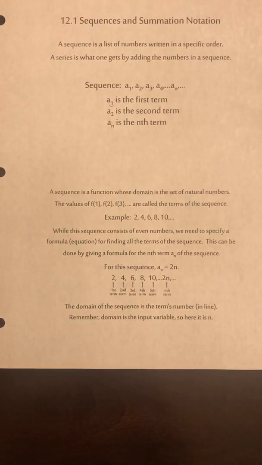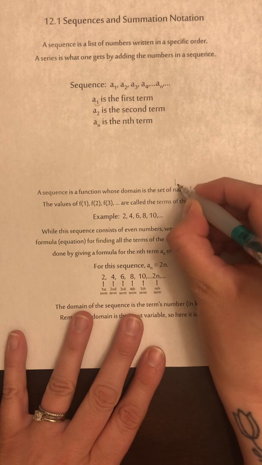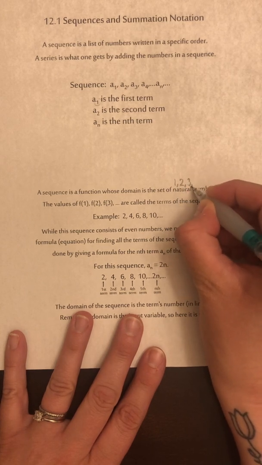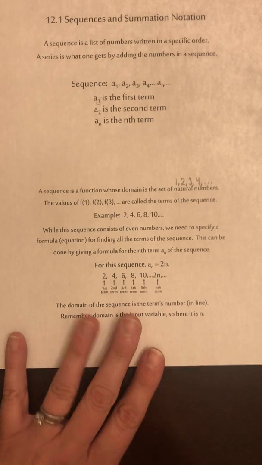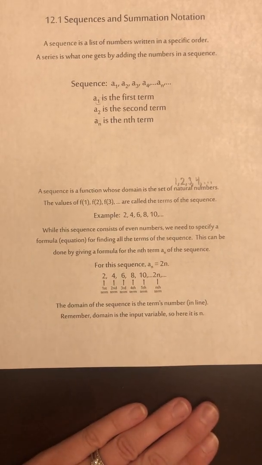All right, then it says a sequence is a function whose domain is the set of natural numbers. You may have forgotten what natural numbers are. Natural numbers start with 1, and then they go to 2, 3, 4, 5, 6, and on and on. They don't include 0, they don't include negatives, fractions, or decimals. That's what natural numbers are. In case you forgot that, I'll just write that on here. Okay, all right, so let me go back and read this again.